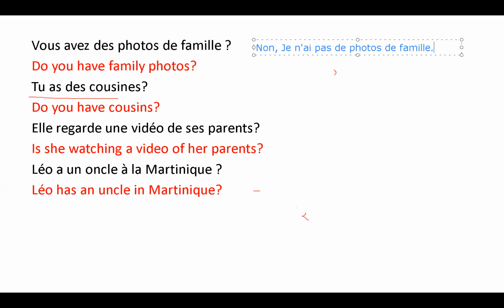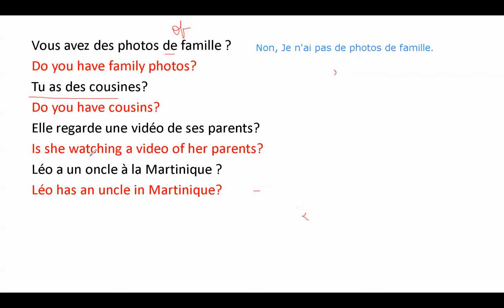Clear? So do you have? Why is "de" used twice, in "de photo de famille"? This is like the photo of the family. So this is like "of", a preposition. So photos of family, like family photo. So we say photos of family. In French, we say like this, photo de famille. The photos of family. Okay.